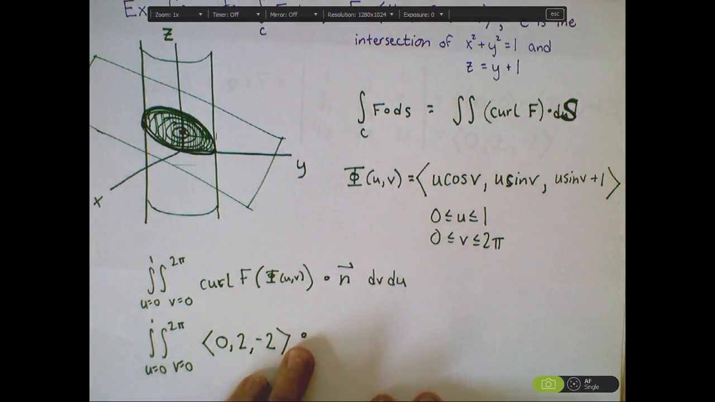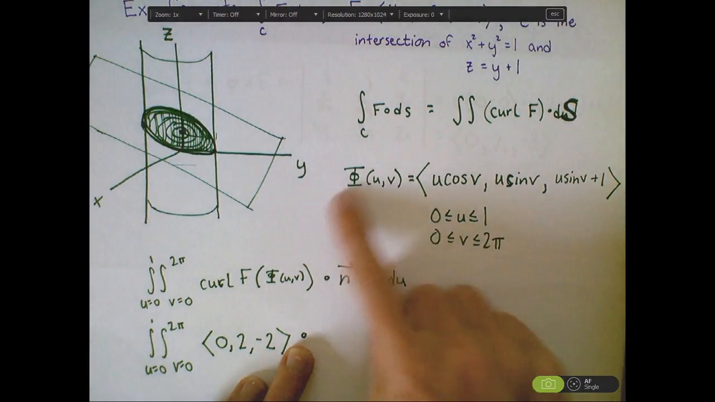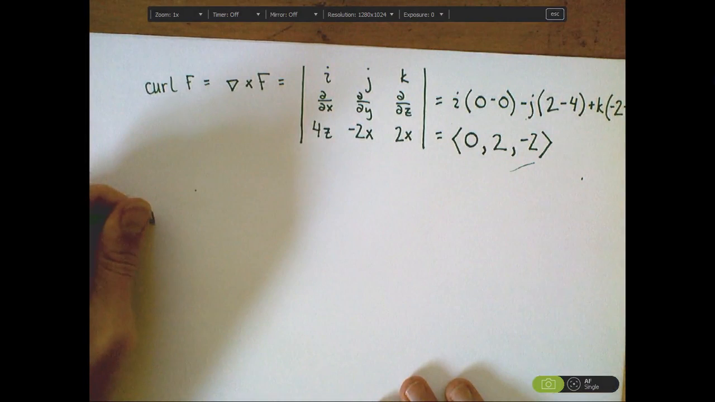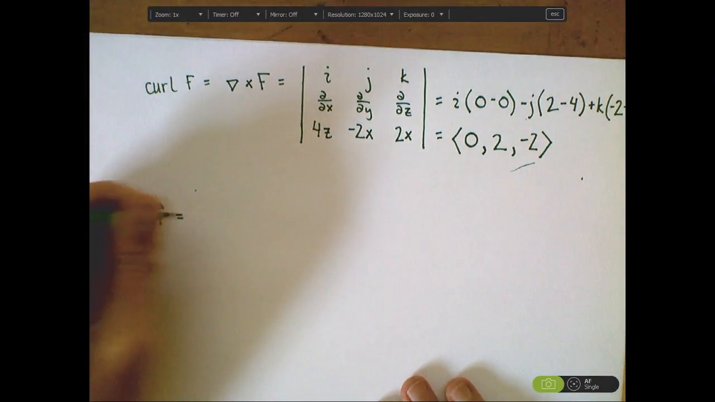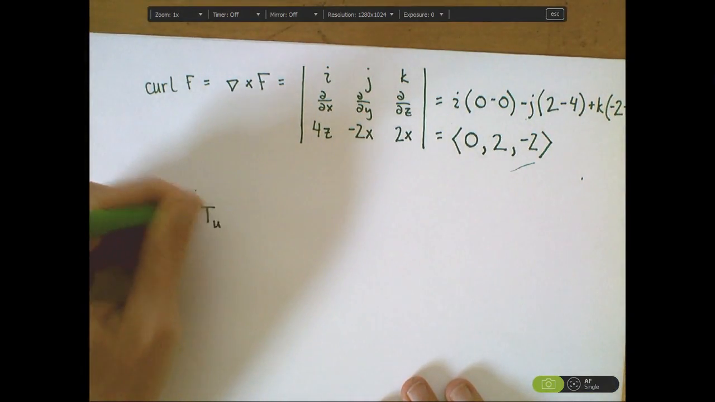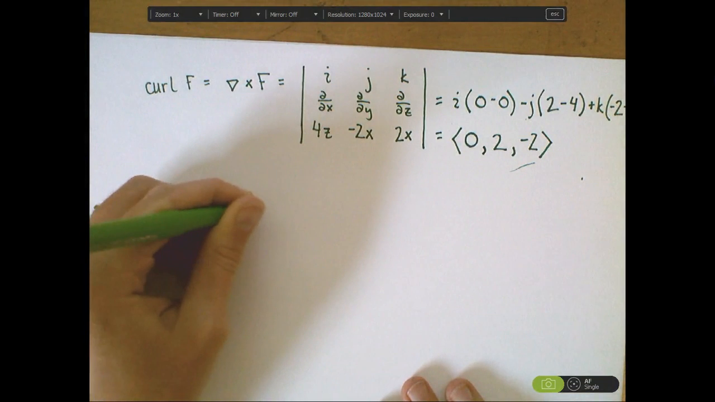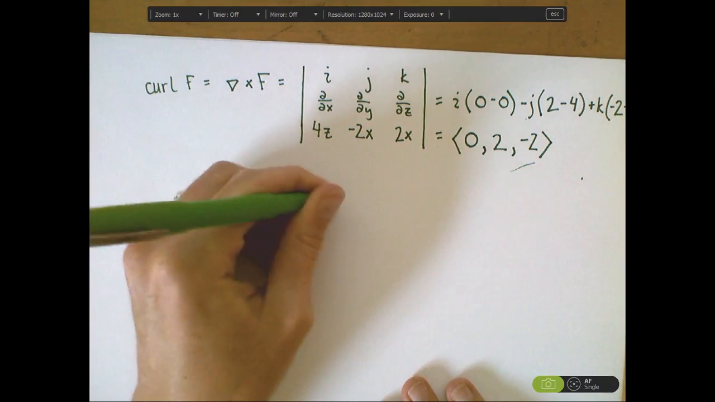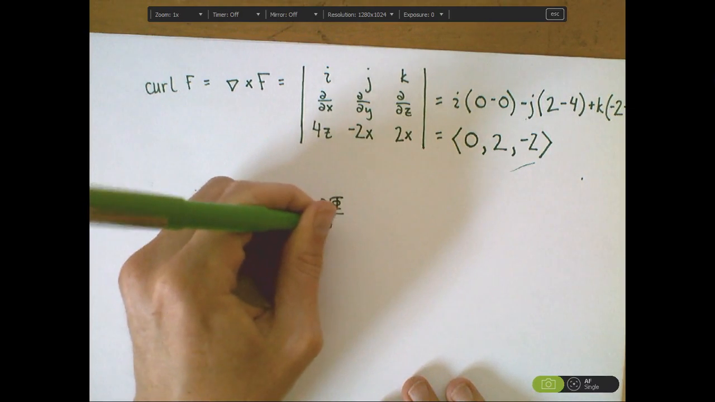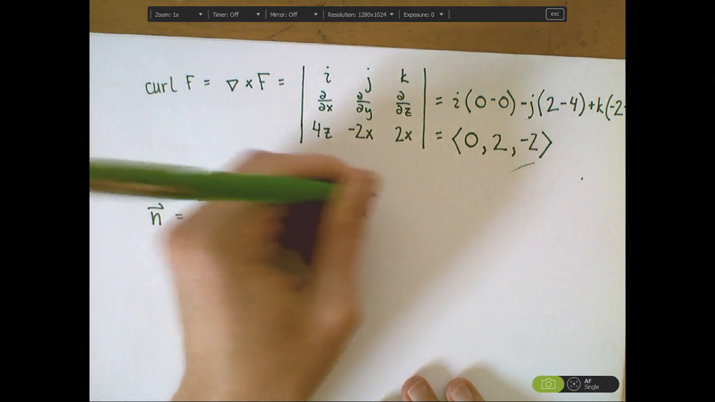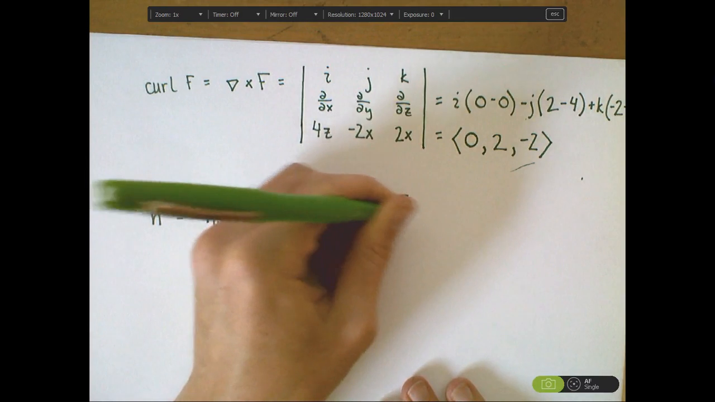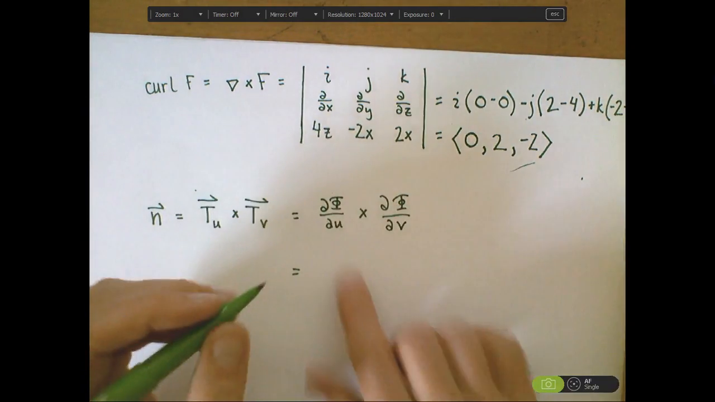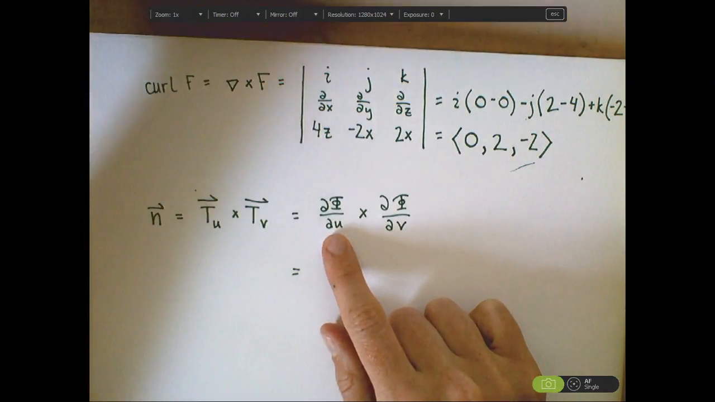Now we have to dot it with the normal vector. So we have to compute the normal vector. Recall that our normal vector is just equal to the cross product of our tu and our tv, which is the partial derivative of our parameterization with respect to u crossed with the partial derivative of our parameterization with respect to v. Let's write out what each of those functions are.